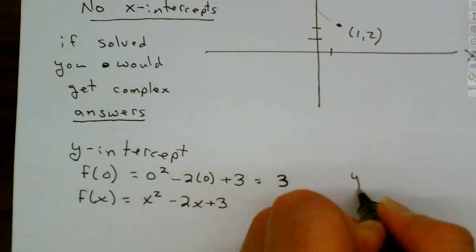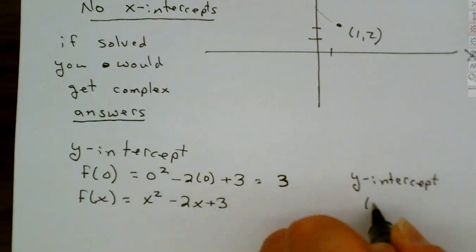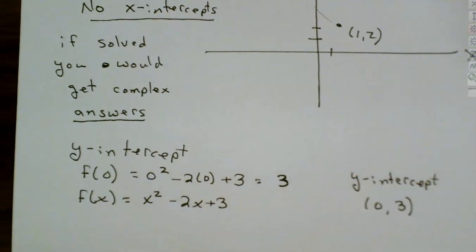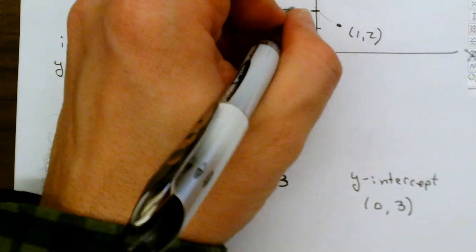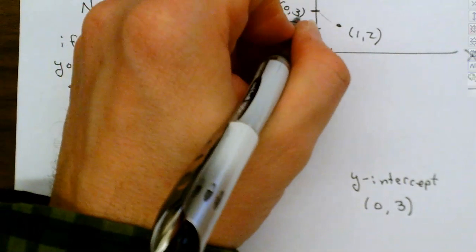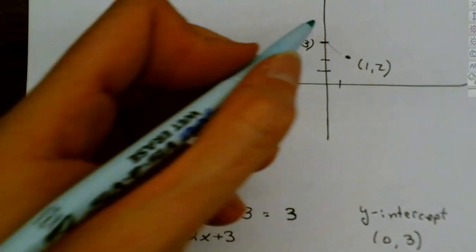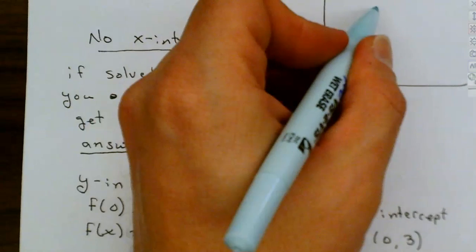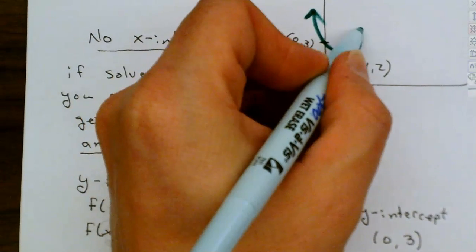So my y-intercept is 0, 3. And 0, 3 makes sense because that's going to be right here. Right? We have no x-intercepts. We have y-intercept of 0, 3. Now, what is it going to look like? Yep, so we just kind of curve it and make it look like a U.